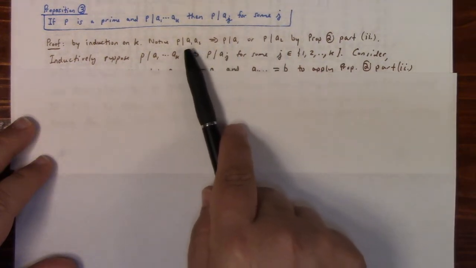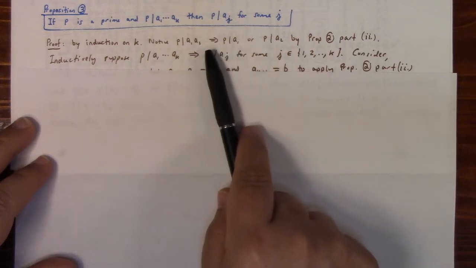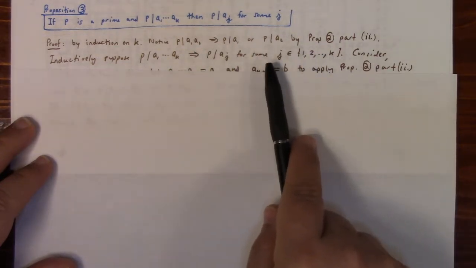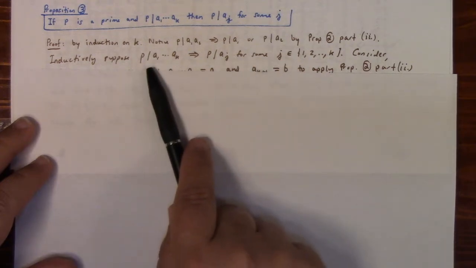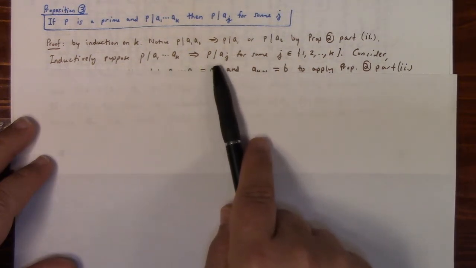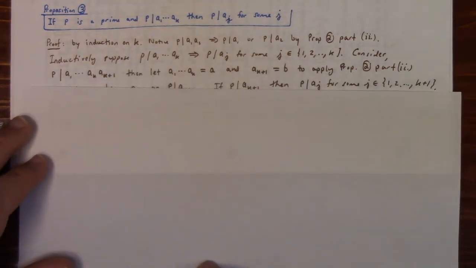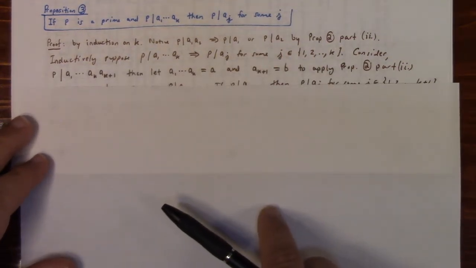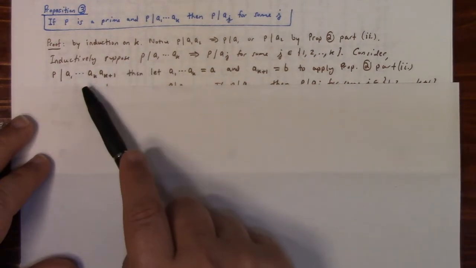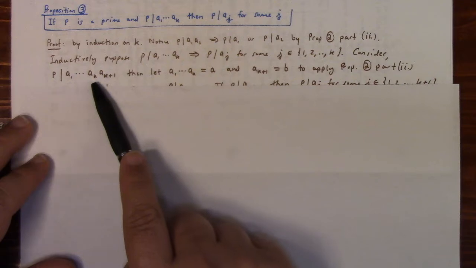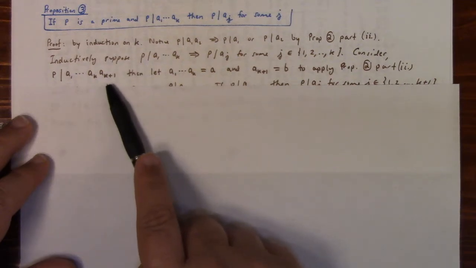All right, so using a1 and a2 instead of a and b, there you go. So that's kind of the base case. Suppose inductively that p divides a1 through ak implies p divides a sub j for some j in 1 to k. All right, consider p divides a1 through ak plus 1.